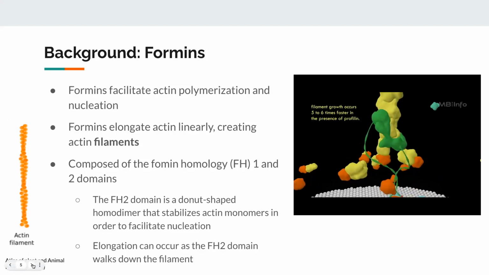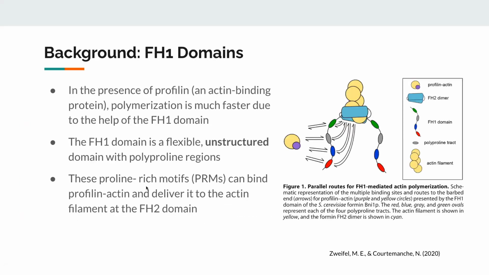But what my project is focused on are the FH1 domains, which allow for much faster polymerization in the presence of profilin. So profilin is an actin-binding protein that can bind to these proline-rich motifs, or PRMs, along the FH1 domain. And the FH1 domain is essentially this long, I sort of think of it as tentacle-like domain that comes off of the FH2 domain. And the PRMs along this tentacle are able to bind to the profilin-actin and then swing up and deliver the actin monomer to the growing actin filament.